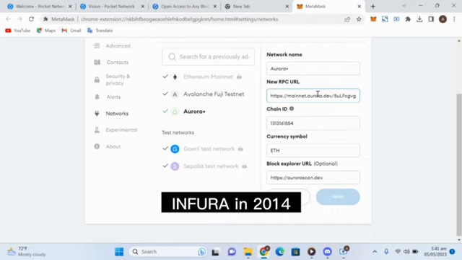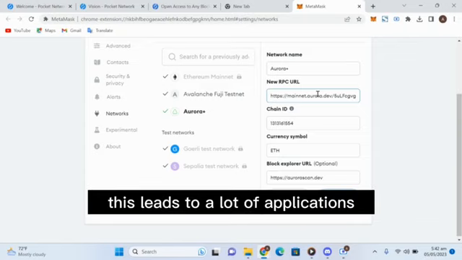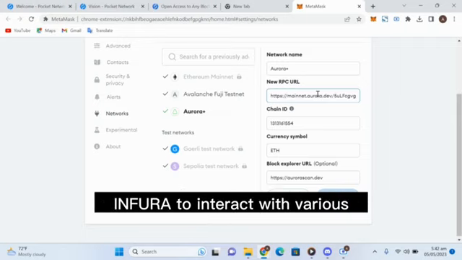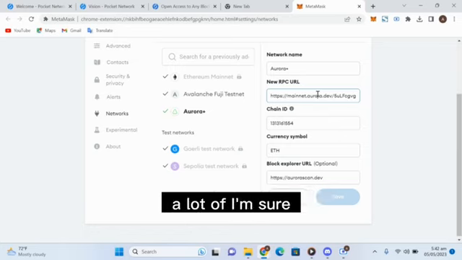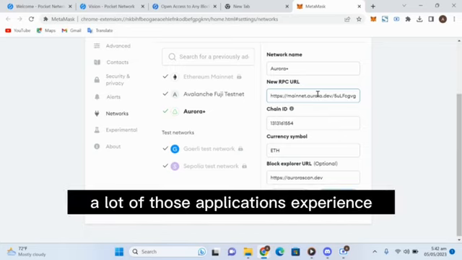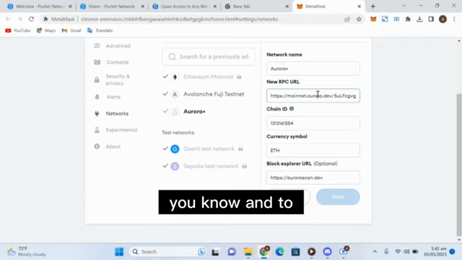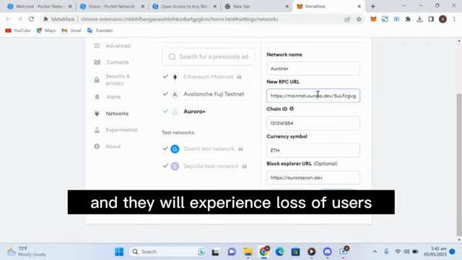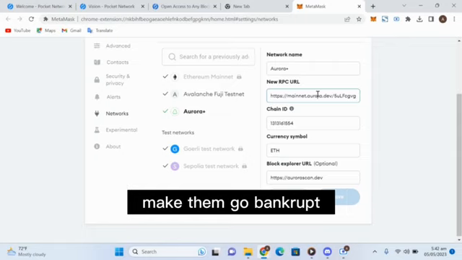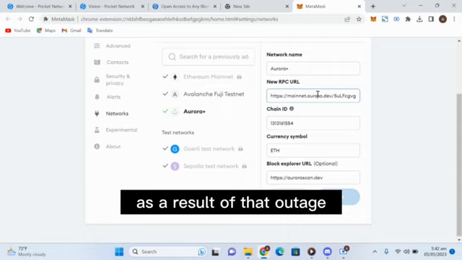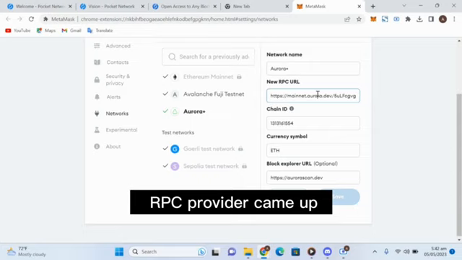Infura in 2014 was down as a result of a DDoS attack, and this led to a lot of applications that rely on Infura to interact with various blockchains experiencing an outage. As a result of this, I'm very sure a lot of those applications experienced loss of users, which led to loss of money, and which might definitely make them go bankrupt if they are not careful as a result of that outage. That is why decentralized RPC providers came up.